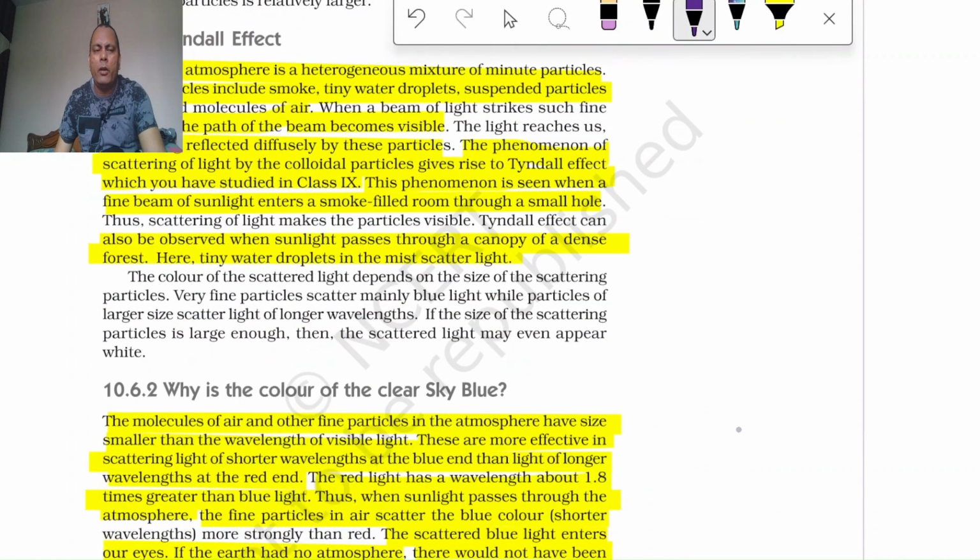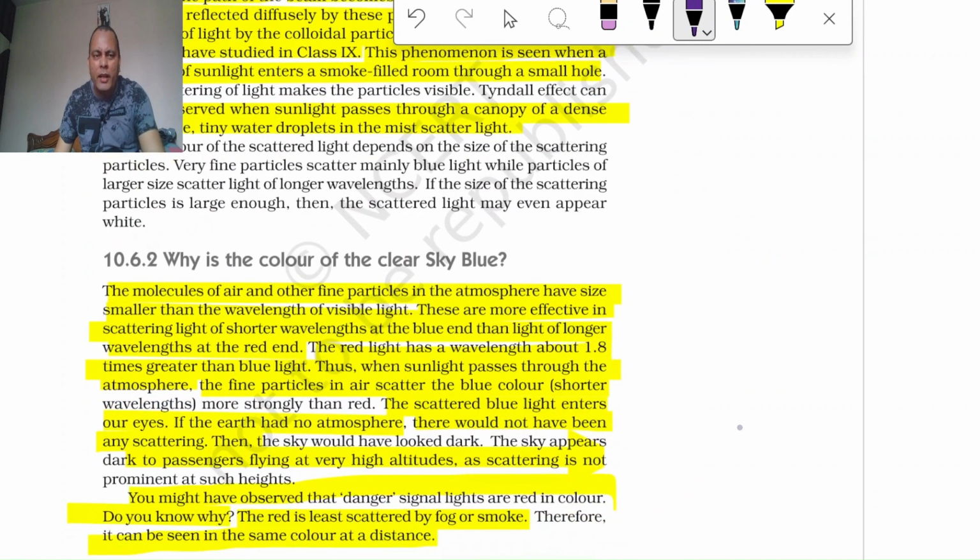Why exactly do our skies look blue? The molecules of the air and other fine particles in the atmosphere have a smaller size than the wavelength of visible light. They scatter light more effectively at the shorter wavelength, the blue end, than at the longer wavelength.